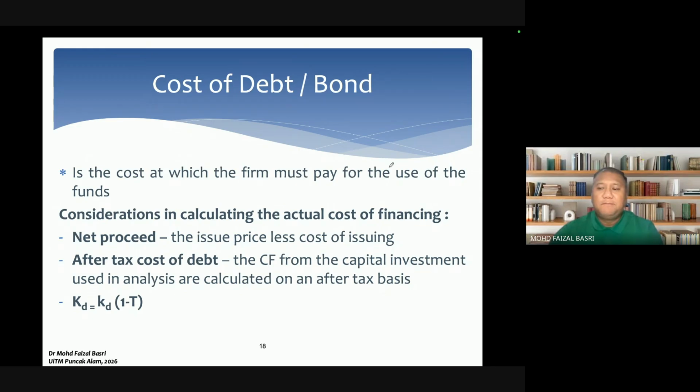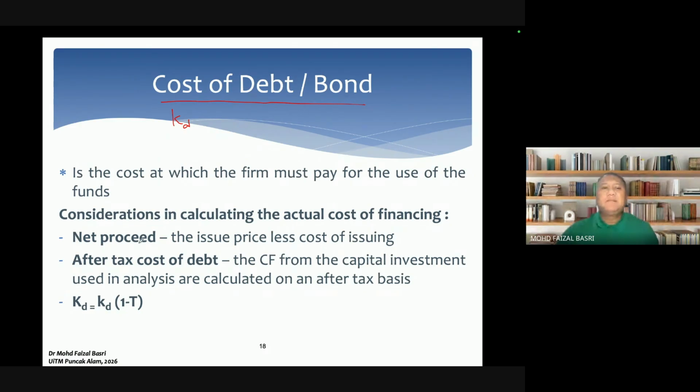So the final part untuk bond ni kita akan tengok how to calculate the cost. Okay, the cost. As I mentioned, for the cost of debt ataupun cost of bond, the symbol that we're going to use is the symbol K dengan D ataupun the KD lah. So there are a few considerations before we calculate the actual cost untuk debt ataupun bond ni. Right? So a few concept that you have to understand.